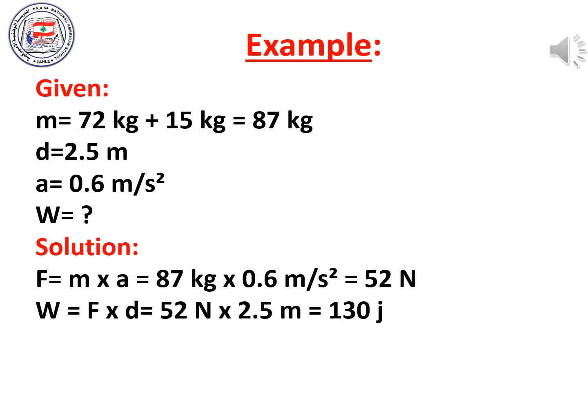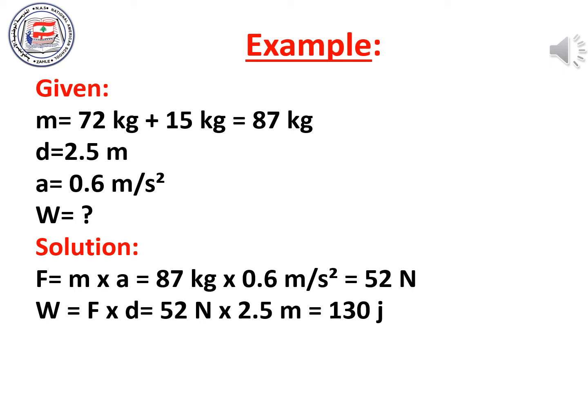In order to find work, since the force and displacement are in the same direction in this example, we use the equation that we stated in the slides before. So work is equal to force times displacement. Displacement is given, 2.5 meters, but the force is not given. We need to find it.